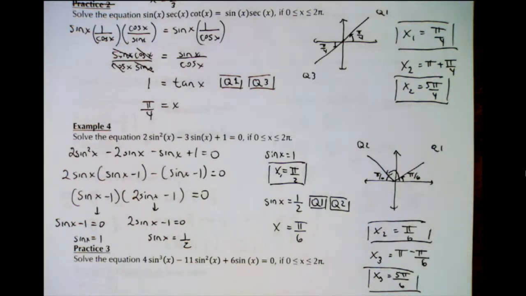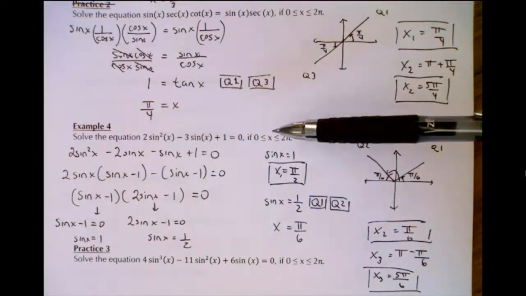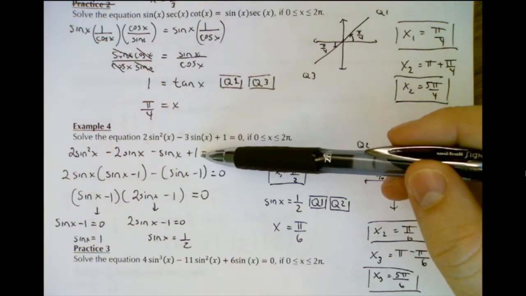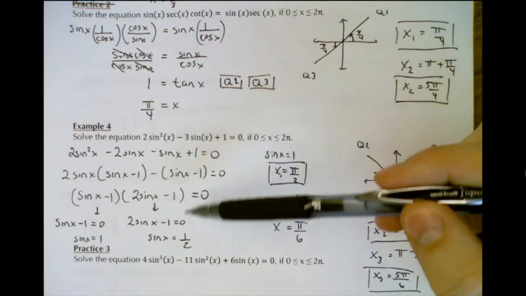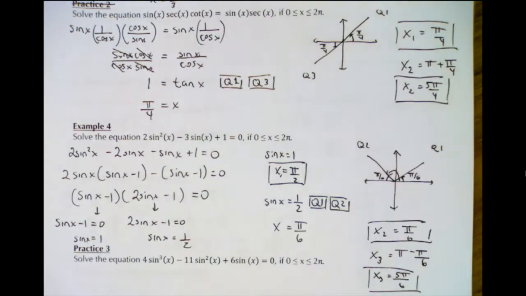So, quadratic trig equation. Use a variable substitution or not, up to you. Factor the complex trinomial, and then solve each factor equal to 0. And you're just solving two linear equations.